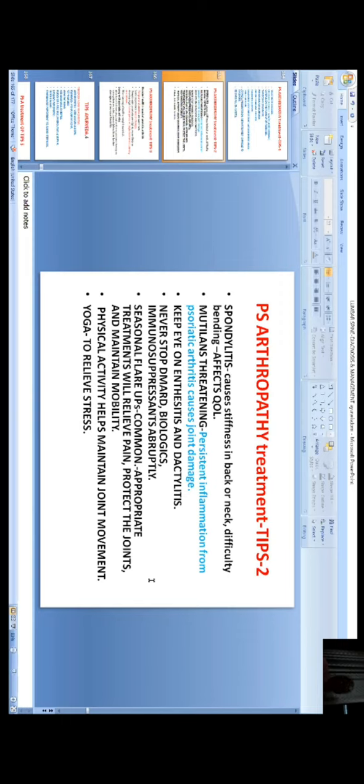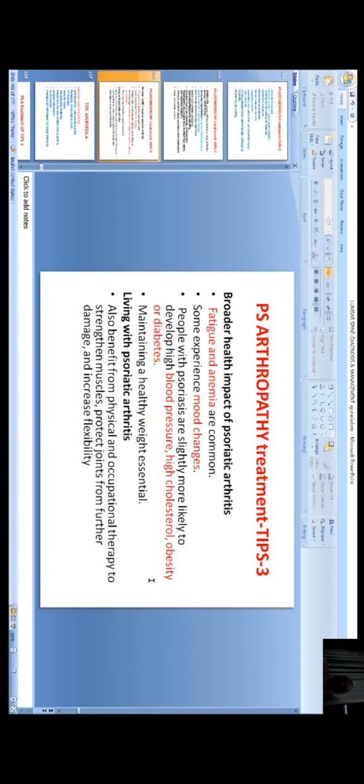Vata, which is going into the Chaya in Grishma Ritu, is aggravated with Kapha in Varsha Ritu. And at that Ritu Sandhi, we have to go for Virechana and treatments. Maintain mobility. Physical activity helps maintain joint movement. Yoga to relieve stress.